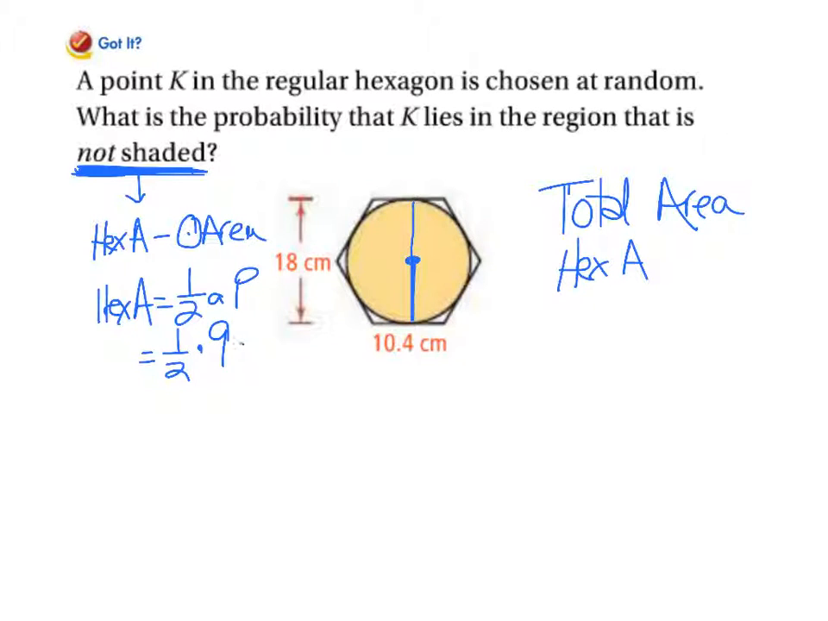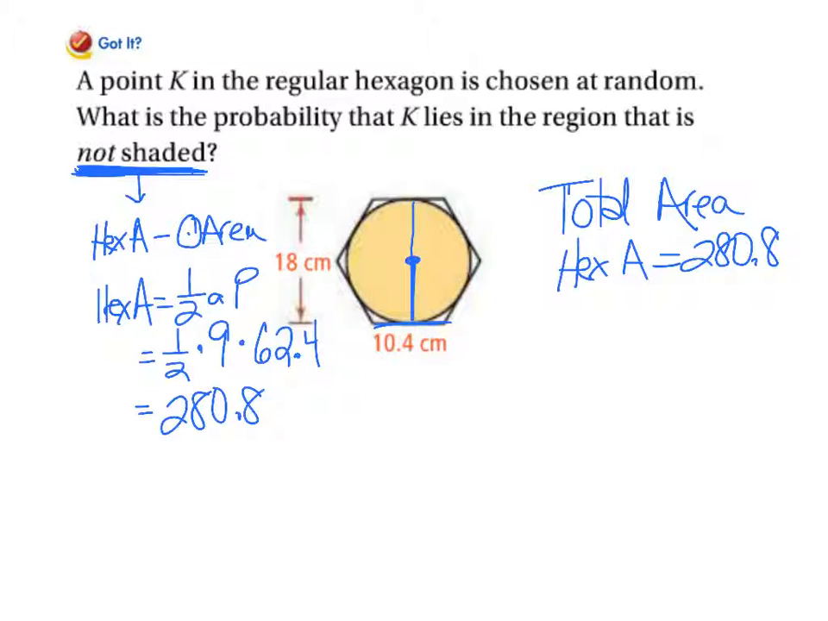Now your perimeter, that's also not too bad, because they gave us this side right here. That's 10.4. I'm just going to take that times 6, and I get 62.4 for the perimeter. Let's multiply that stuff all together, and I have 280.8. That's the area of the hexagon, which is actually what I'm going to need over here also, right?